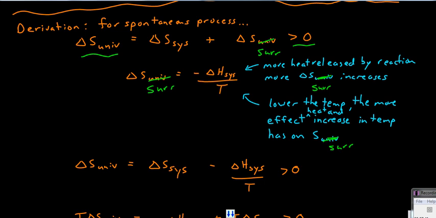So that's just really saying, hey, at a low temperature, you can dramatically increase the entropy of your surroundings by the addition of just a little bit of heat, i.e., the heat released by the reaction increases the entropy of the surroundings more at low temperatures.